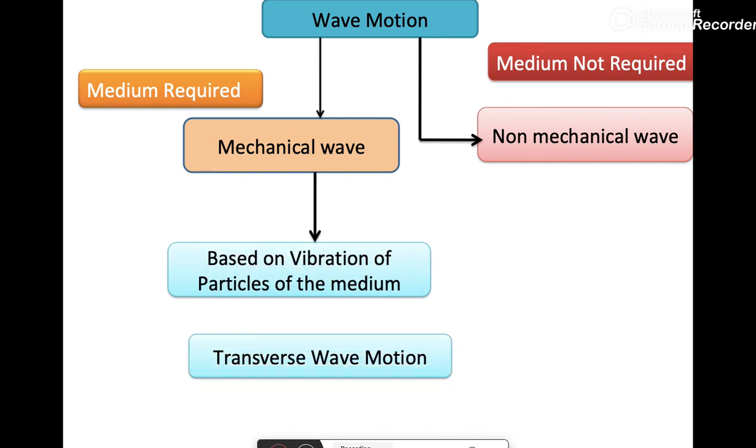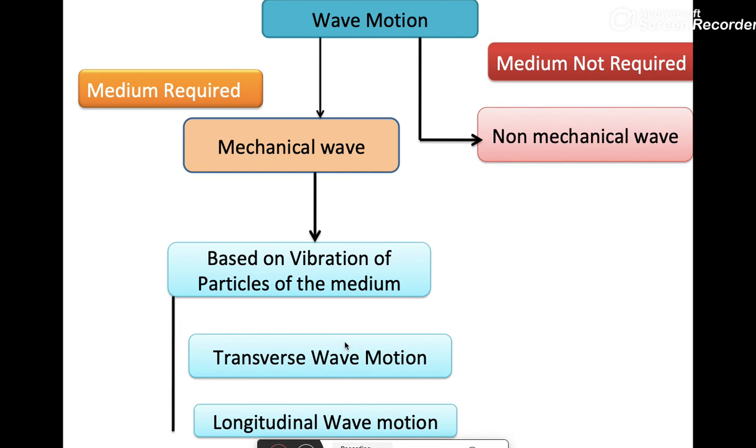Now, mechanical wave motion is of two types: transverse wave motion and longitudinal wave motion. A wave motion in which the particles of the medium vibrate perpendicular to the direction of propagation is known as transverse wave motion. Examples: electromagnetic waves and waves on a string.